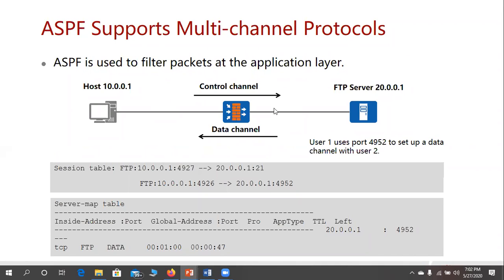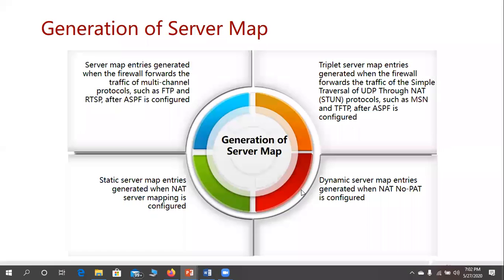Okay, so this is how it is, because if we're using FTP and then we go to the internet, and coming from the internet, this traffic is coming with a different port number, it will be dropped. Okay, so the purpose of ASPF is to make sure that multi-channel protocols are allowed to go to the internet and come back by creating what is known as a server map to map the ports.